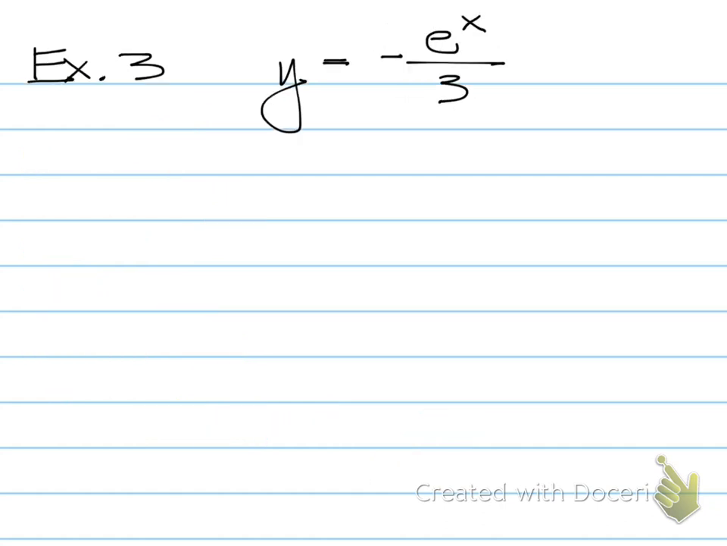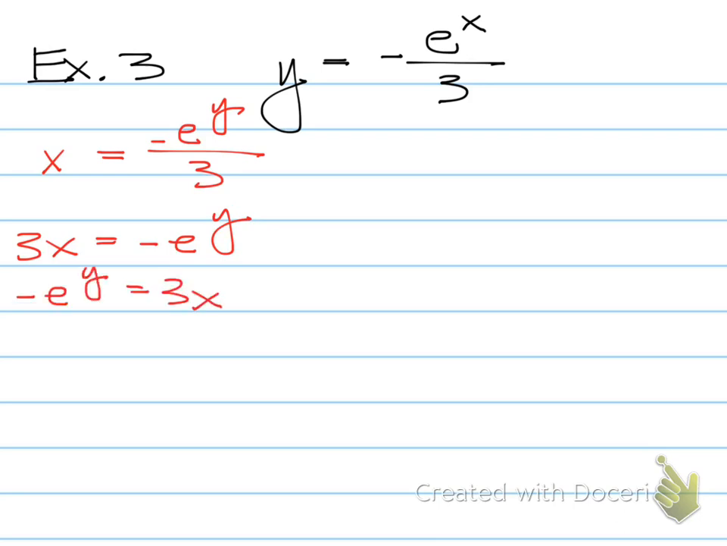And then lastly, again, just interchange the x and y and begin to solve for your y by multiplying both sides by 3. I'm going to switch the two sides of the equation. You don't have to, but I like my exponent or my logarithm to be on the left side. And then I just want a positive on the left side, so I'm going to divide both sides by -1 or multiply both sides by -1.